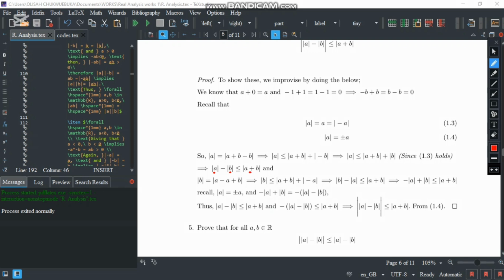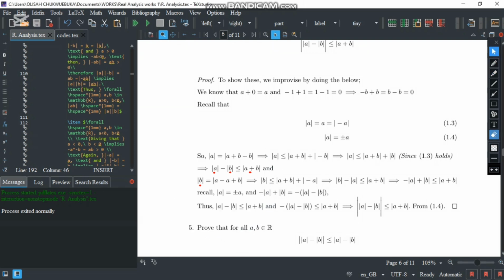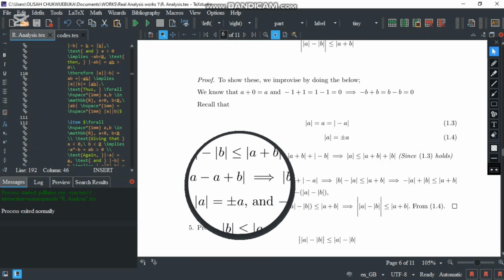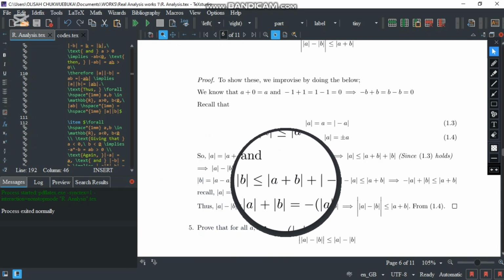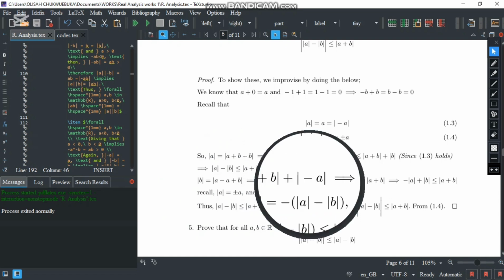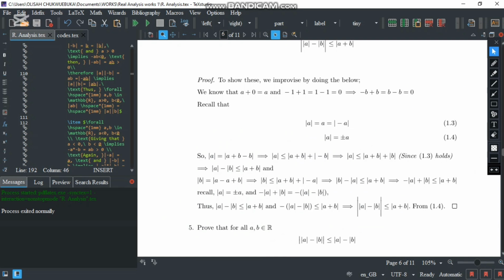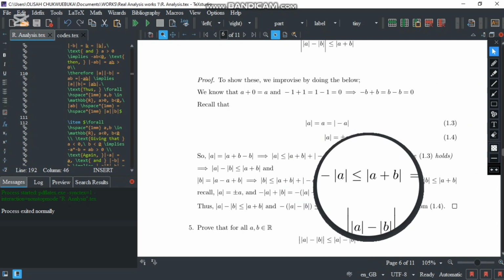Now, since we have done that for a, we do the same thing to b. So the absolute value of b, with a black hole, which is a minus a, plus b, which implies that the absolute value of b is less than or equal to the absolute value of a plus b plus the absolute value of negative a. And also, since equation 1.3 holds, we can say that the absolute value of b minus the absolute value of a is less than or equal to the absolute value of a plus b.